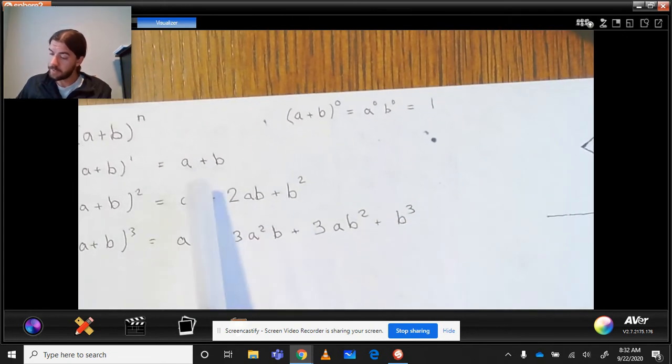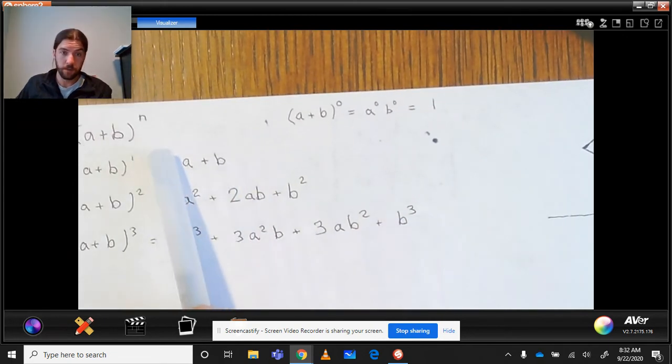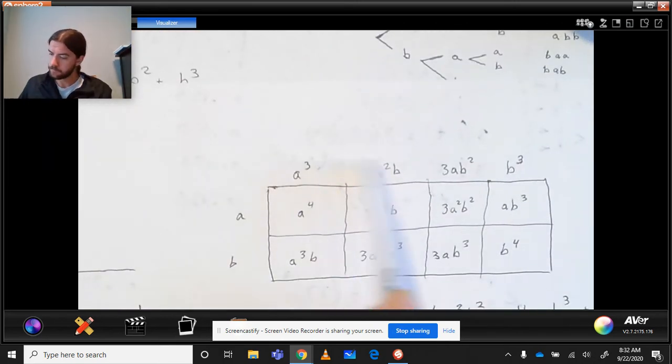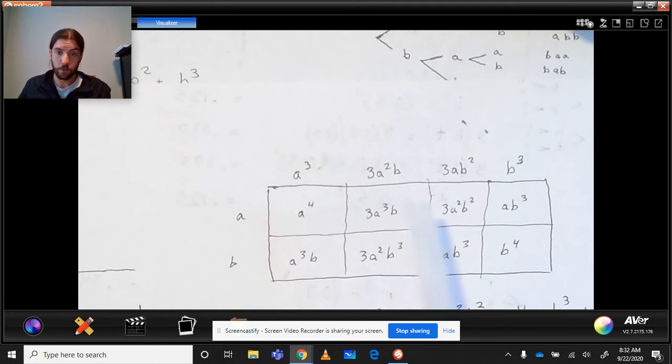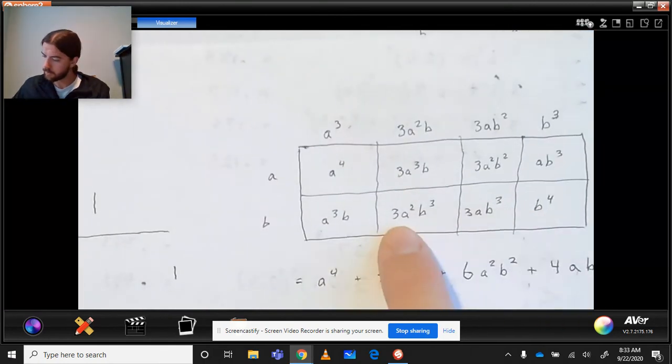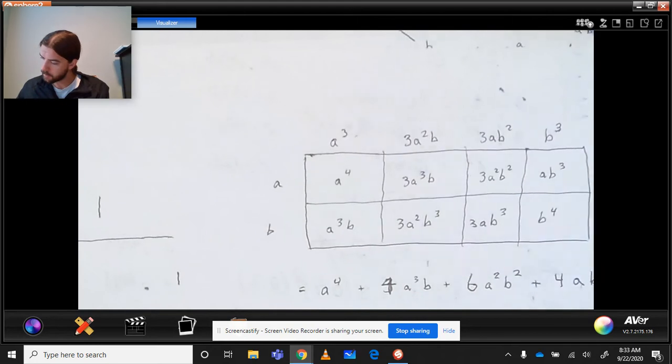Okay, so I've written this out in an area model. This is one length, that is the other length. Okay, here and here. Here and here, we get a to the 4th, 3a cubed b, 3a squared b squared, ab cubed, a cubed b, 3a squared b cubed, 3ab cubed, and b to the 4th. Okay, I think some of those simplify together, like a squared b cubed, maybe not.